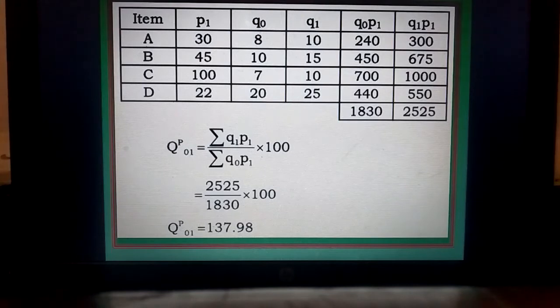Don't forget, it is quantity index number. So now, 37.98% increase in quantity level of consumed goods in current year as compared to base year, based on purchase quantity index number. That is how the conclusion has to go. Next question.